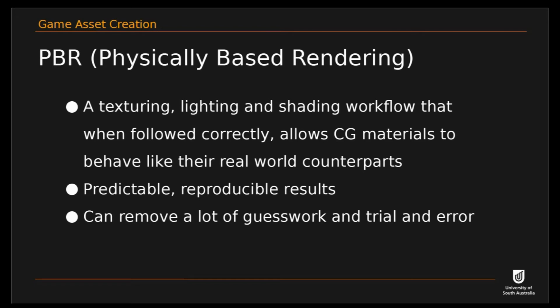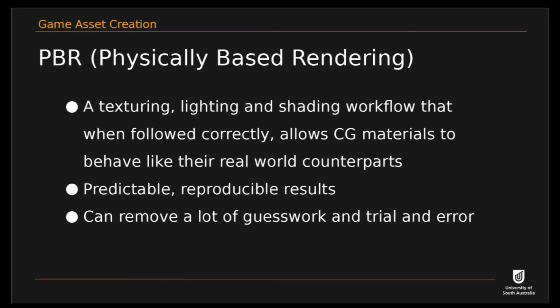A texturing, lighting, and shading workflow that, when followed correctly, allows CG materials to behave like their real-world counterparts. So Unreal under the hood, or Blender or any other piece of software, which is now most of them that support this type of rendering. The way the materials are set up and the way the lighting behaves and the way the light sort of bounces around, or is given the effect to bounce off one surface and hit another, is designed to mimic how light behaves in the real world.